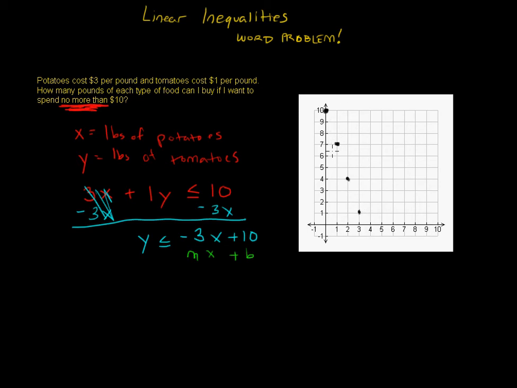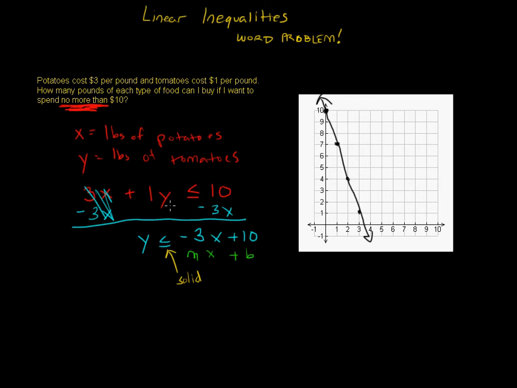Now, before I draw my line, I got to check, is this going to be a solid or dashed line? It's going to be solid because it has that or equal to. So I'm going to draw my solid line here. It's pretty good. All right, and now I need to do my shading.